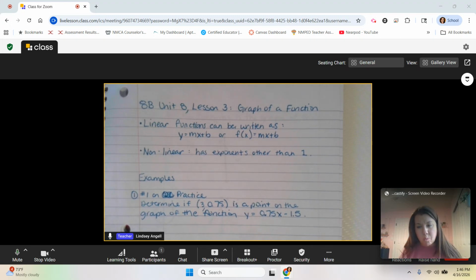Nonlinear, one hint about it, okay, is that it has exponents other than 1. Anytime you run into one where there's an exponent other than 1, that's an automatic red flag of, oh, this is nonlinear, okay? There are other ways that they can be nonlinear, but that's just one hint.